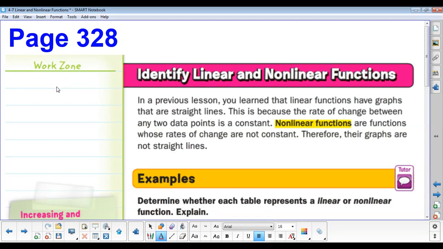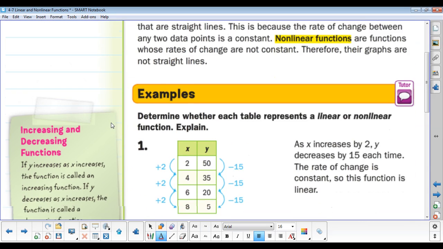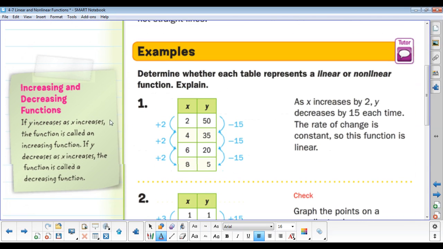Okay, so then moving along to page 328, we have some vocab, again, that we've kind of already gone over. Nonlinear functions are functions whose rates of change are not constant, and their graphs are not straight lines. So in examples 1 and 2, we see two tables. In the first table, the x values go up by the same amount, the y values go up by the same amount. So we see that the rate of change is constant, so it is a linear function.